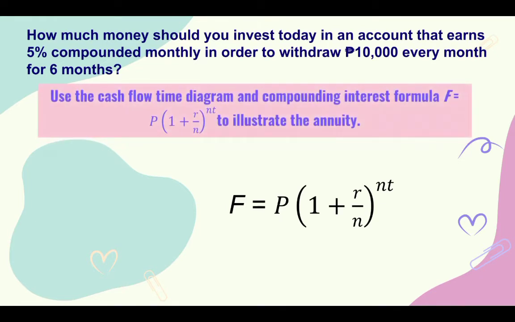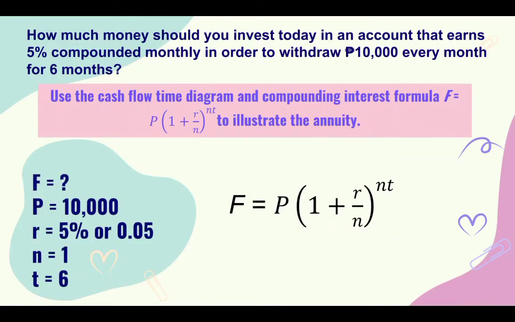Again, use the cash flow time diagram and compounding interest formula to illustrate the annuity. Okay, the value of our P or the payment amount is 10,000. R is 5% or 0.05 in decimal form. Our N is 1 because monthly, every 1 month. And then our T is 6 months, at the end of 6 months.